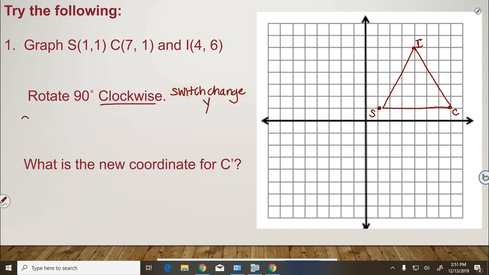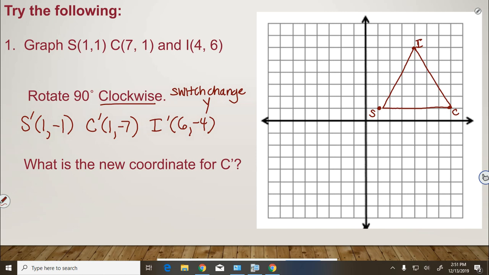So if I take S, it's going to become S prime. Switch them, it stays (1, 1). I change the sign of the new y, so it's (1, -1). C prime is going to become (1, 7), changing the sign of the new y, (1, -7). And I prime, if I switch them, I get (6, 4). Changing the sign of the new y, I get (6, -4). So that will rotate it 90 degrees clockwise.